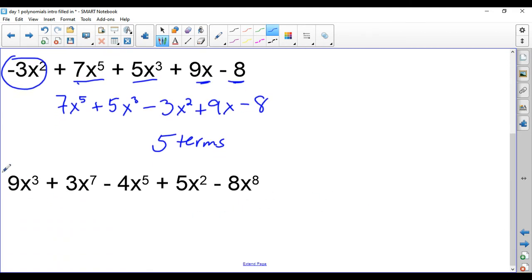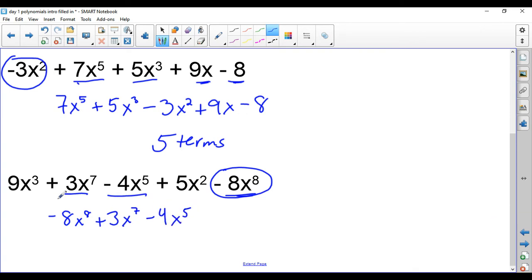In the second example, I go and find the term with the highest exponent. And again, this sign that's right before it goes with that term. So if I'm going to write this 8x to the 8th first, it's going to be negative 8x to the 8th. Then I go looking for the next lowest exponent, 3x to the 7th. That's added, so it's still plus 3x to the 7th. Then I have this minus 4x to the 5th. Here's a 9x cubed. It's at the beginning. It's positive, so it's plus 9x cubed.